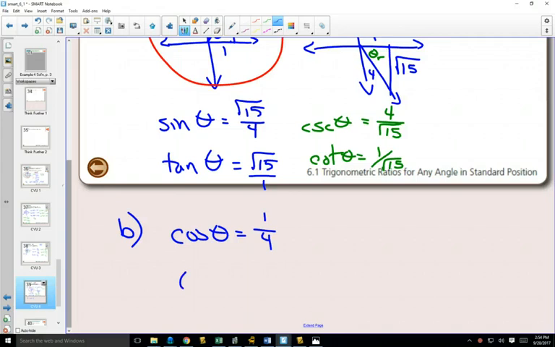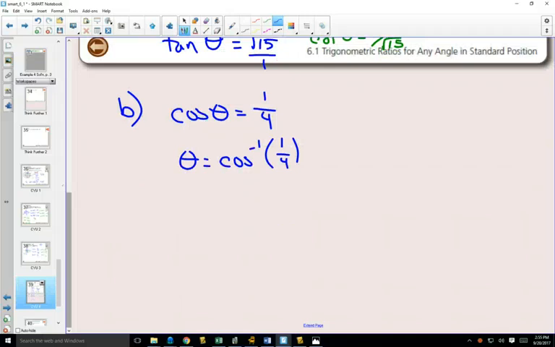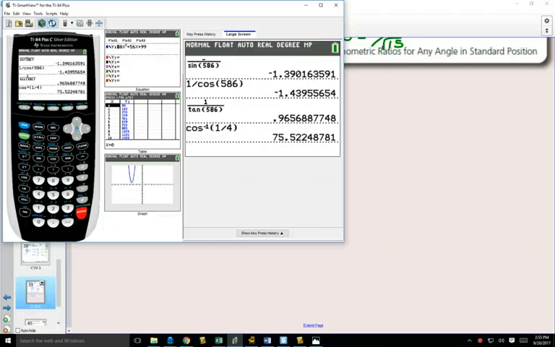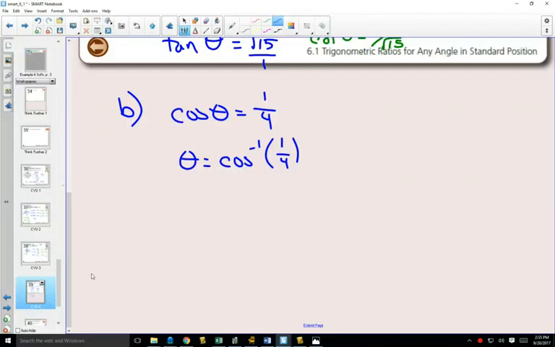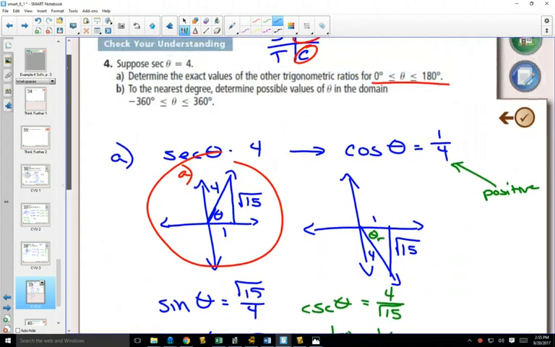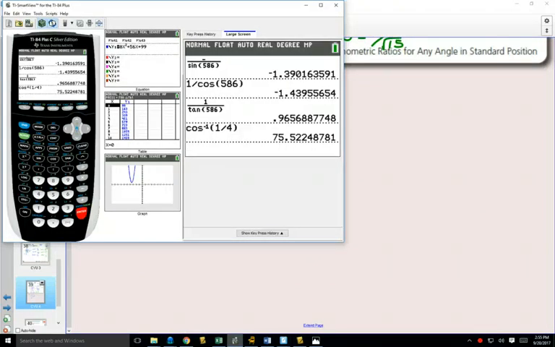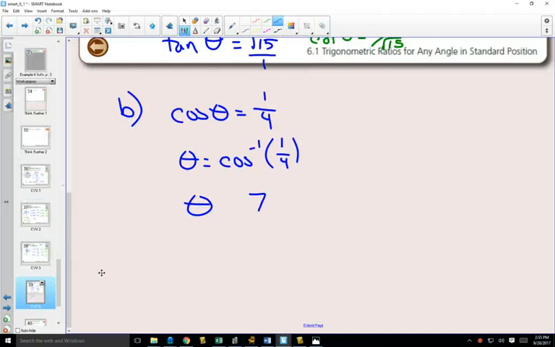So I go to my calculator and say theta is equal to cos inverse of 1/4, second cos, 1 divided by 4, 75.5. Does it say to the nearest tenth? Now we're going to start practicing this year already. Does it say to the nearest tenth, or does it say to the nearest degree? Nearest degree. So be careful here. It's 75.5. Nearest degree would be 76.